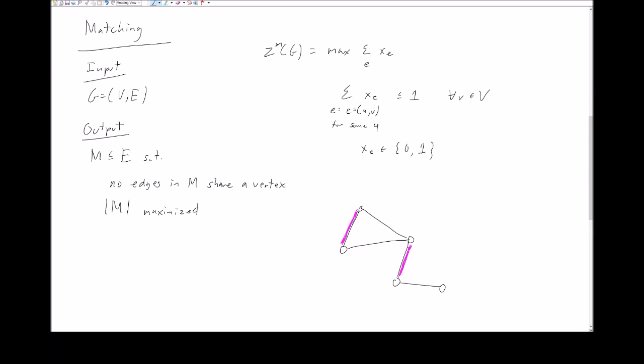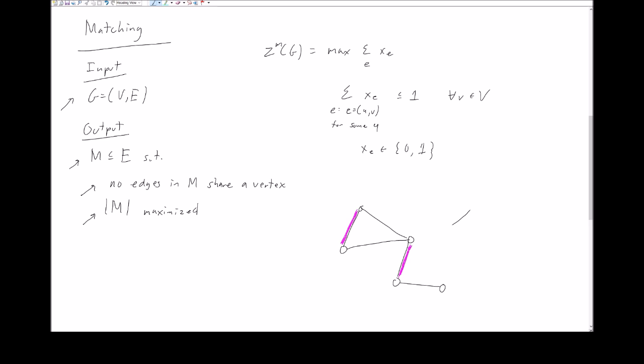The dual problem we're going to introduce is the matching problem. In this problem, we're again given a graph, but now our objective is to choose a matching. A matching is a subset of edges so that no edge in M shares the same vertex. That is, two edges don't touch one another. And we'd like to find the matching M that's the maximum set of edges.